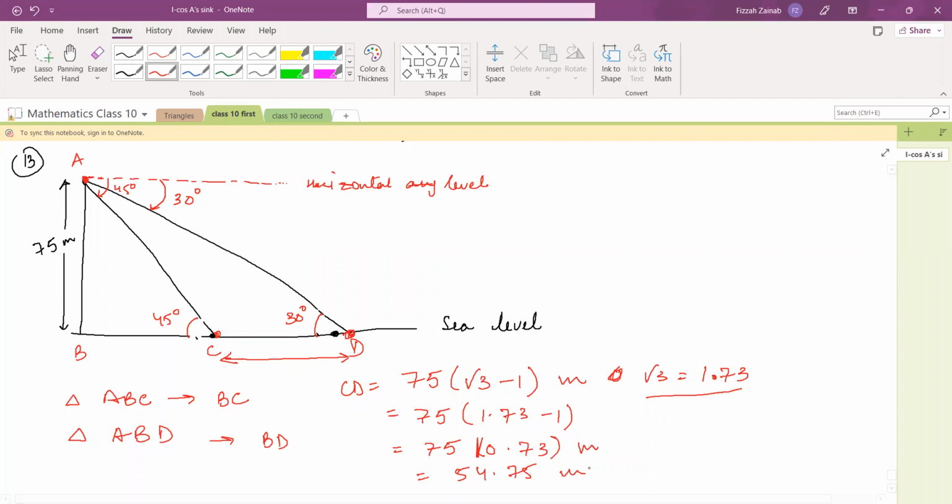Yes, Abdullah. Ma'am, I got 54.75. Okay, that's good. So in exams, most of the time, root 3 will be given. At the final answer, you substitute root 3 and solve it further. In decimals, you will get your height and distance, whatever. Okay. So next question now.